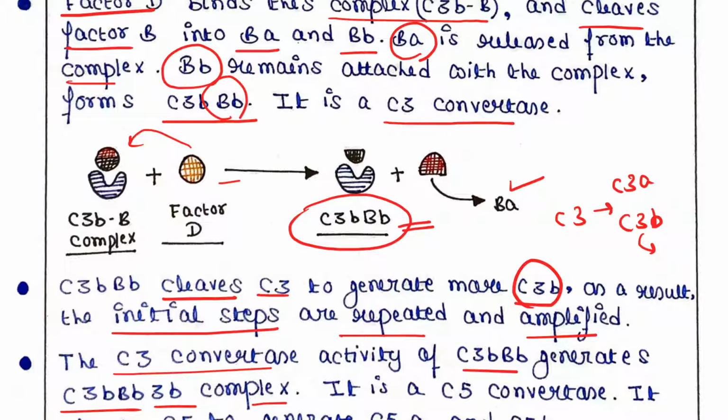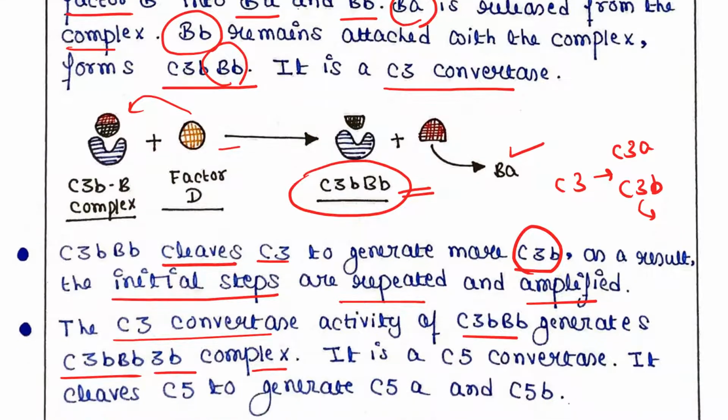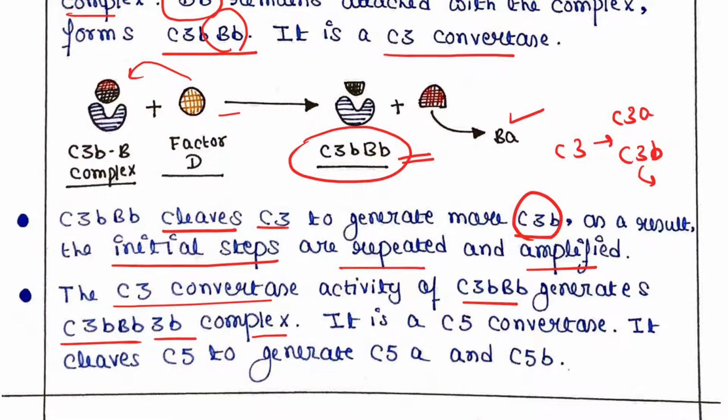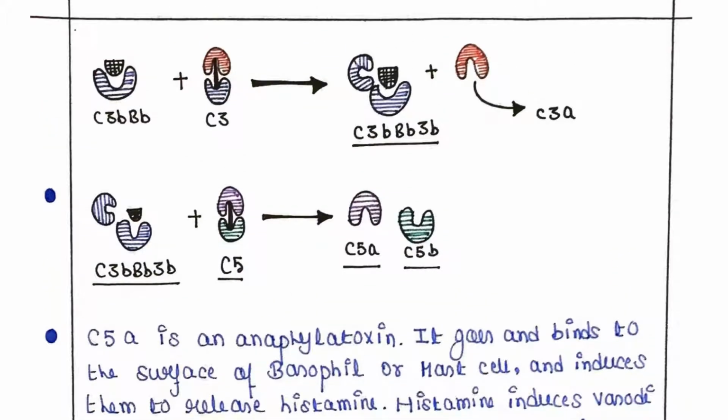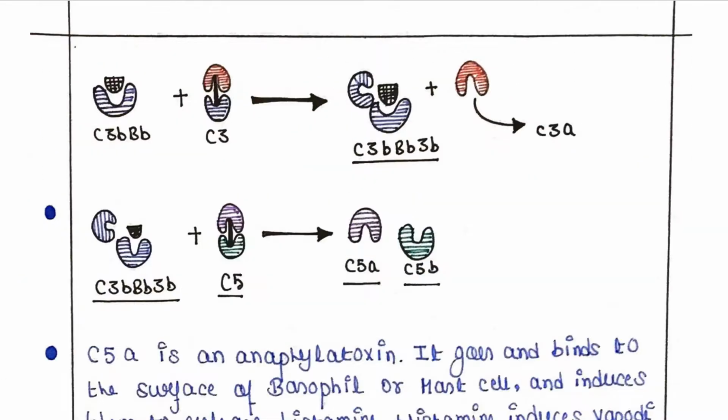How is it generating this complex? I will explain it in a diagrammatic representation. This complex is a C5 convertase. That means it cleaves C5 to generate C5a and C5b. Okay, so let's talk about this in detail.